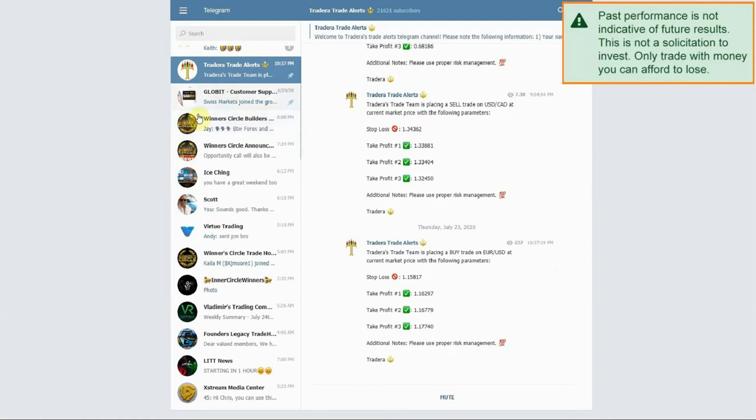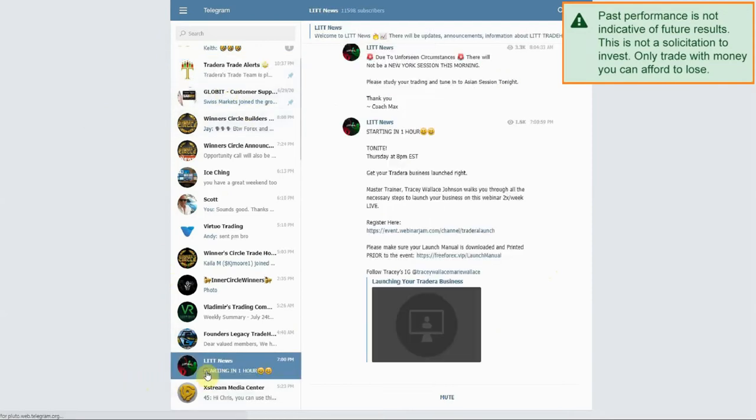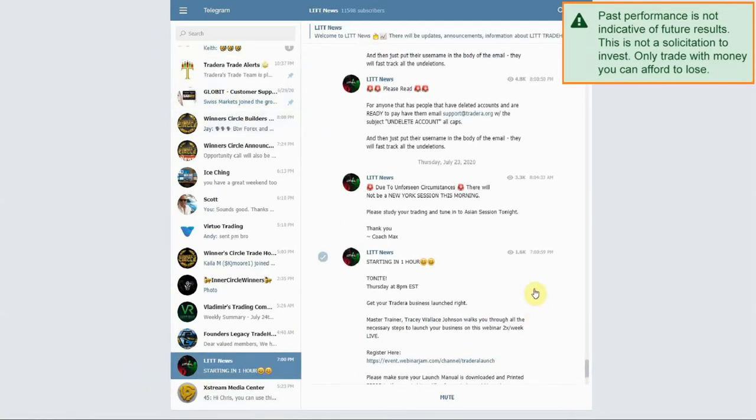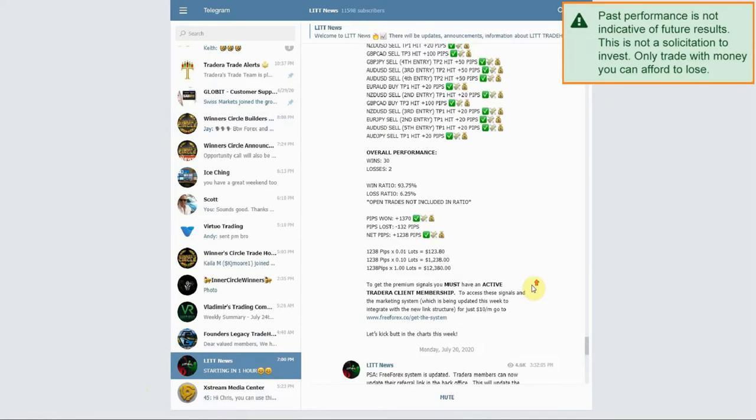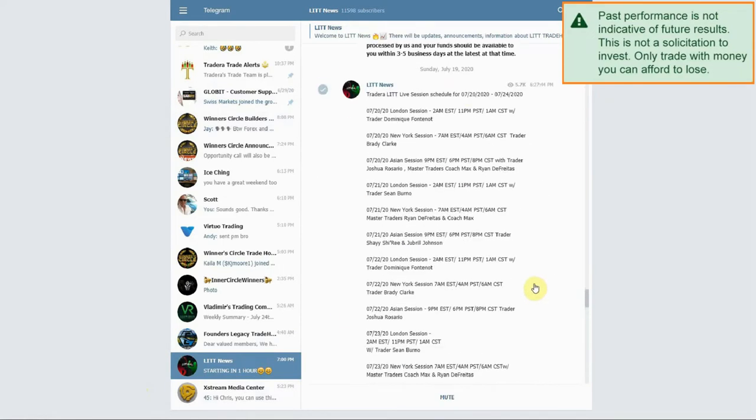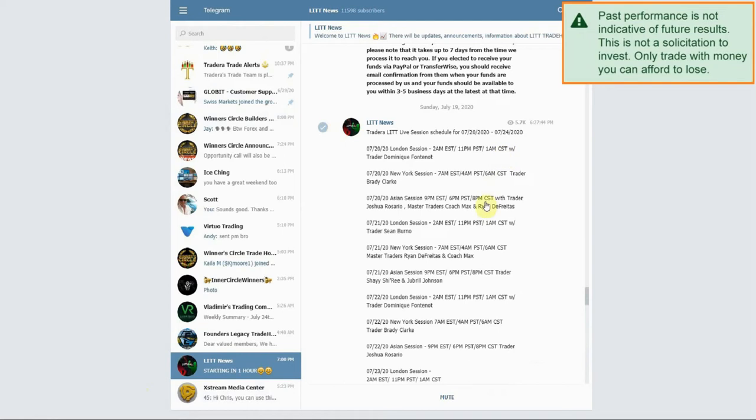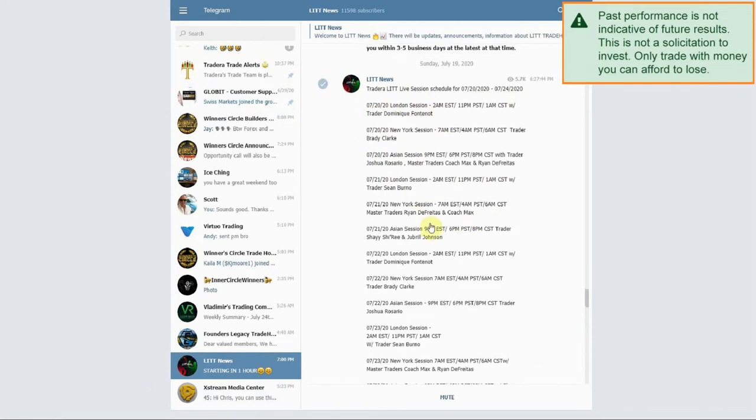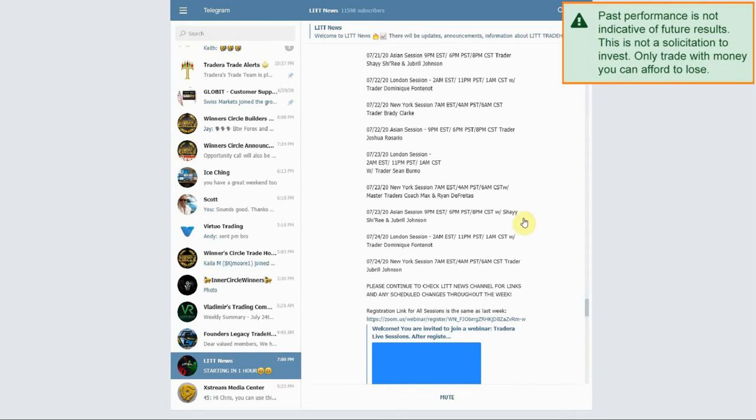Another thing I want to touch on is the Lit Trade House. Give me 1 second. Here it is. They have their trading sessions typically every day. You can see here the Tradera Lit live session schedule for 7/20 through 7/24. And this is one of the bonuses that we get for joining the team that I'm currently with. As you guys can see here, 7/20, they've got the London session, New York, and Asian. That's pretty much for every day, unless something happens and they get canceled. But it is pretty much every day, each session.